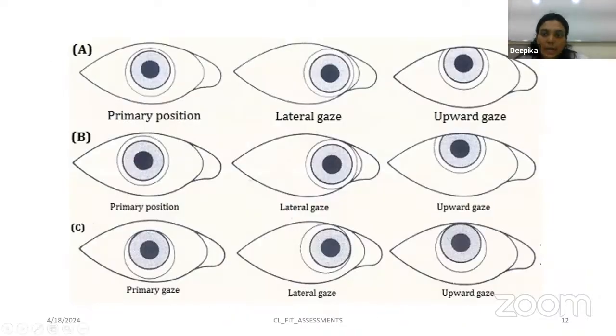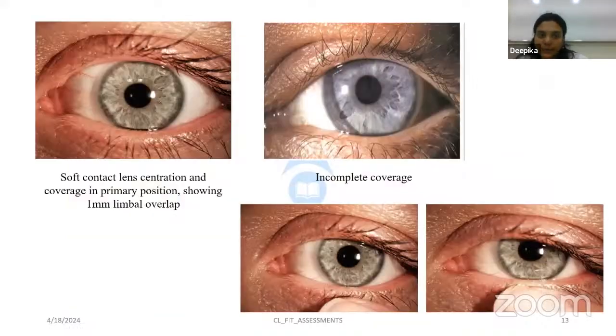In this, first is the ideal fit, and next comes the tight fit, which doesn't move a little bit and has a very tight appearance. The third one represents the loose fit in all gazes, which are primary, lateral, and upward gaze. The first picture represents soft contact lens centration and coverage, which is normal in primary position, showing one mm limbal overlap.